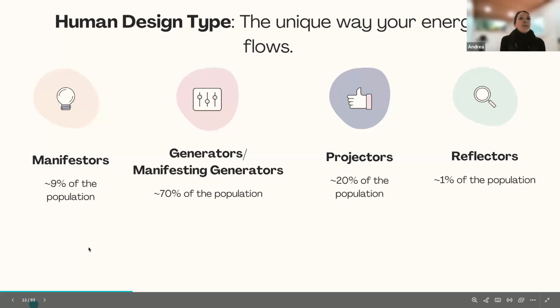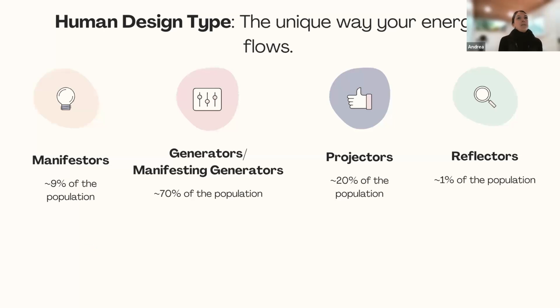So first we're going to go over type. As I said before, it's the way your energy flows, and there are five types in human design. Here I've lumped generators and manifesting generators into one, just to give you an overview of how much of the population is in each. A lot of people that work with human design, teach about human design, will actually lump generators and manifesting generators together because they have a lot of the same qualities. But we'll talk about them separately in today's presentation.